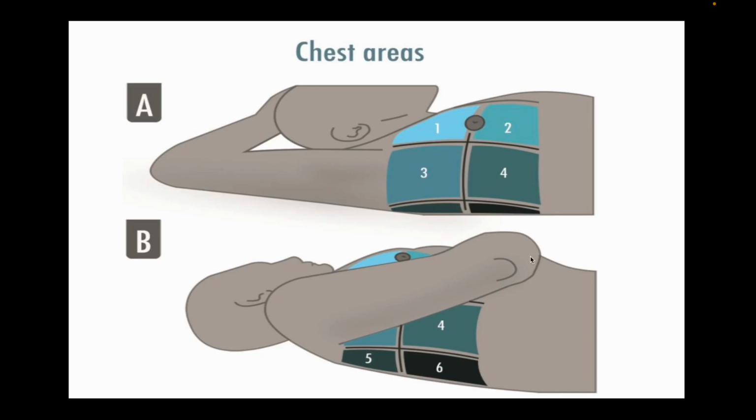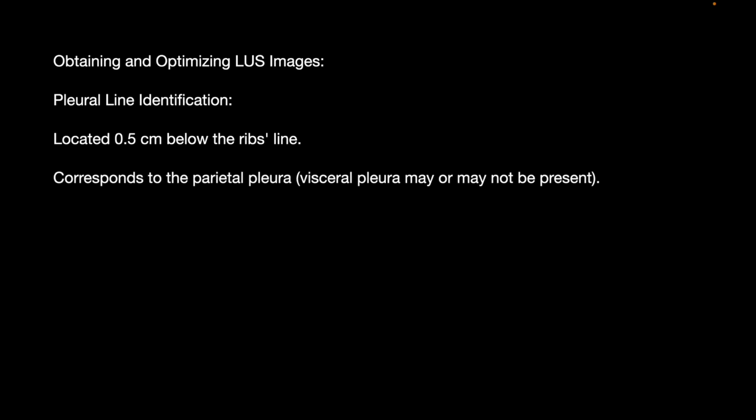So as we have already shown, these are the 6 areas on each side. This is anterior 1 2, lateral 3 4, and the posterior 5 6. So 6 on 2 sides, 12 areas are the total that we have. Now, obtaining and optimizing the lung ultrasound images. Finding out the pleural line is the first, most important thing. It would be somewhere around 0.5 to 1 centimeter below the rib lines, and corresponding to the parietal pleura. The visceral pleura may not be present always, but what we want to see is the parietal pleura.